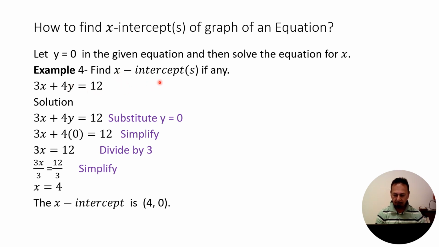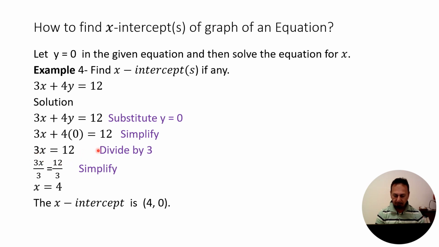So we're going to find the x-intercepts of 3x plus 4y equals 12. Let's write down the equation 3x plus 4y equals 12. Now we substitute y equals 0. So this equation becomes 3x plus 4 times 0 equals 12. 4 times 0 is 0, so we're left with 3x equals 12.